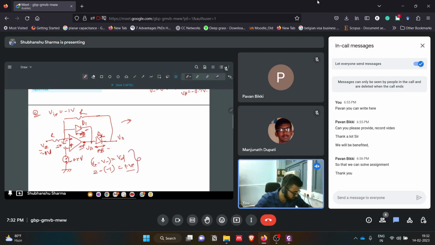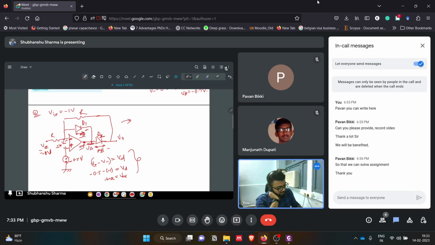If you use this concept, then what will be the state of D1 and D2? Okay, so what will happen? See, this V plus is minus 0.5. This is minus 1. This VD is again positive. Again D2 will be in forward bias and D1 will be in reverse bias. So this output will be positive.